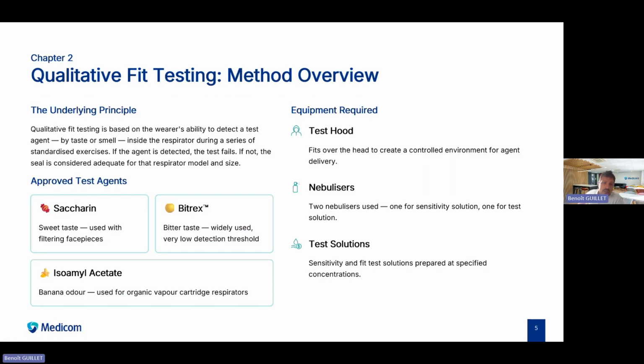So first, qualitative fit testing. The principle of the qualitative fit testing is actually very simple. The wearer is exposed to a test agent inside the hood while wearing the respirator. If the wearer detects the taste or the smell, the seal has failed. So very basic. Different agents may be used: saccharin for the sweet test, Bitrex for the bitter test, and isoamyl acetate with a banana odor.